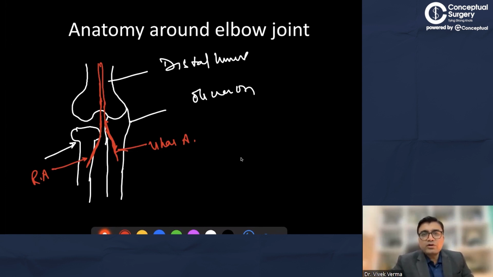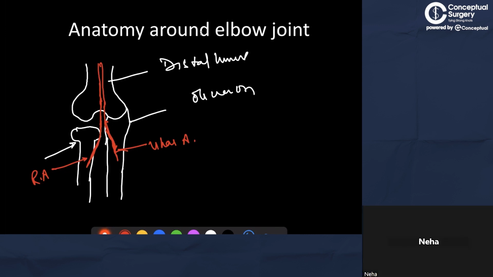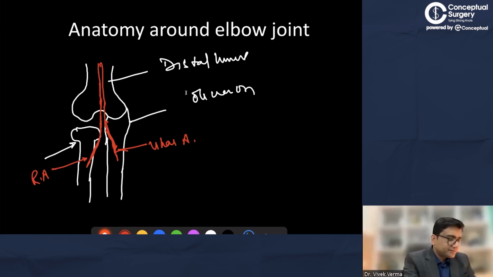Now, which are the important nerves that you will encounter around the elbow joint? This is interesting. Come on, guys, why is nobody responding today? Is it too cold? The ulnar nerve will be on the medial side, sir. Very good. So we have here the ulnar nerve, which goes along the medial epicondyle. Where is the radial nerve?